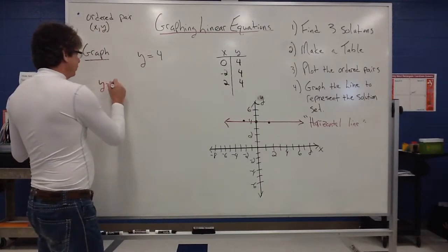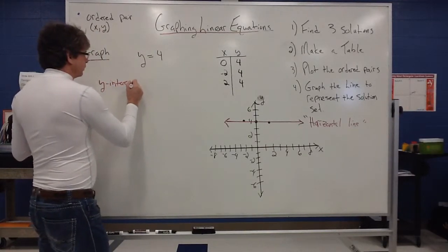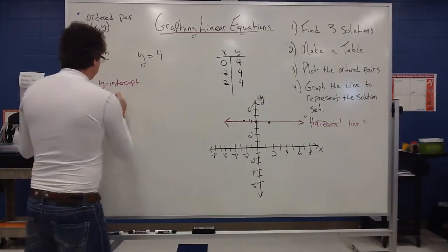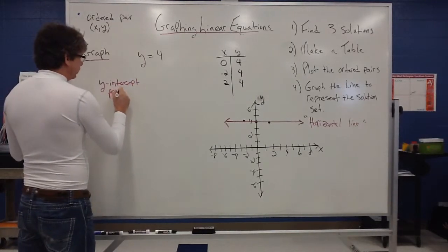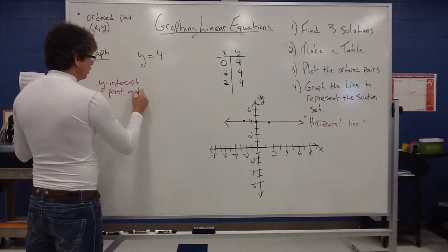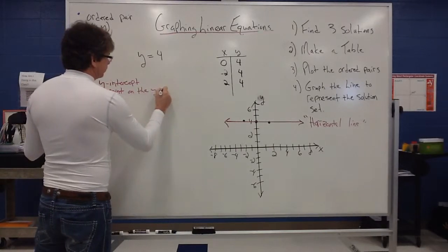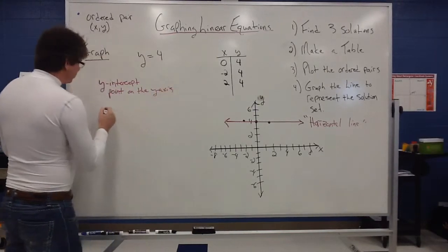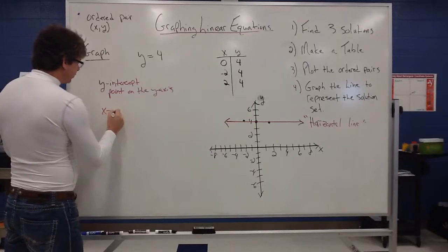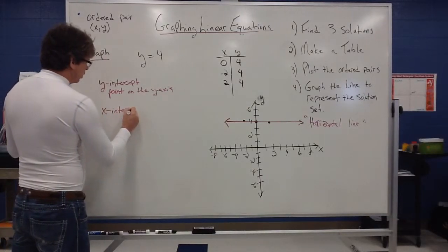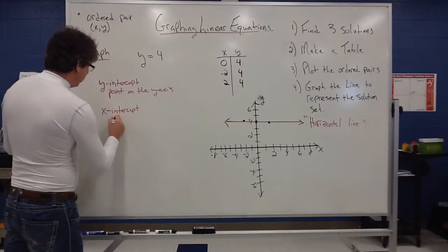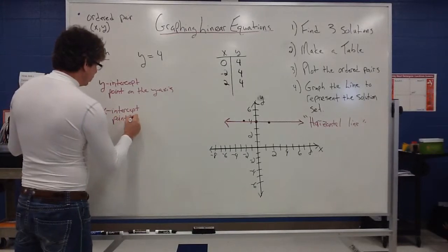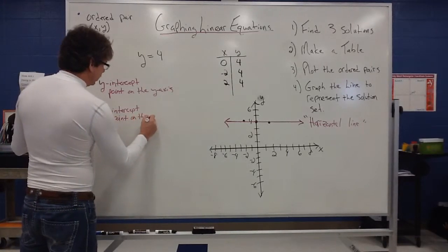So a y-intercept is a point on the y-axis, which leads us to then an x-intercept, which would be a point on the x-axis.